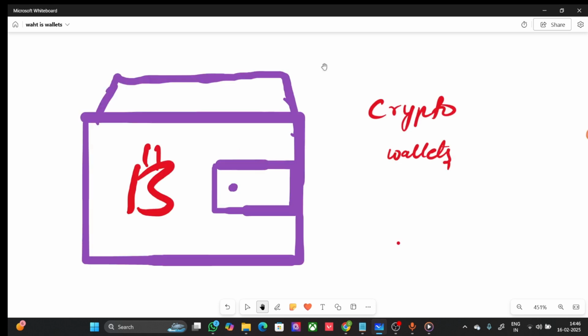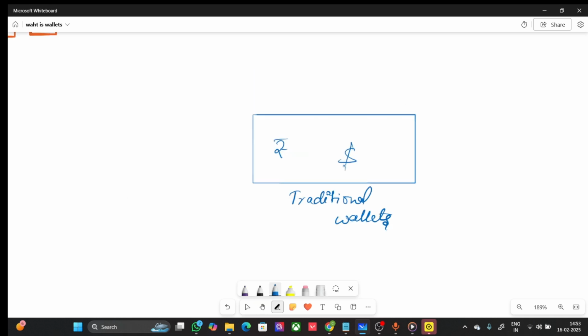Today we are going to deep dive into one of the most essential topics in the world of cryptocurrency and blockchain, that is the crypto wallet. Before stepping into the crypto wallet, let's see what our traditional wallets are. Our traditional wallets are basically meant to hold some value. It can be fiat currency value, it can be rupees or dollars. So these wallets are technically meant to hold some value.